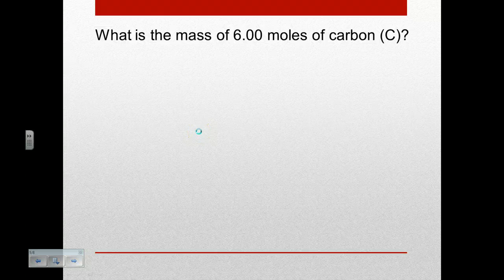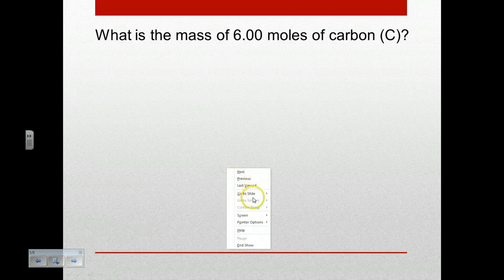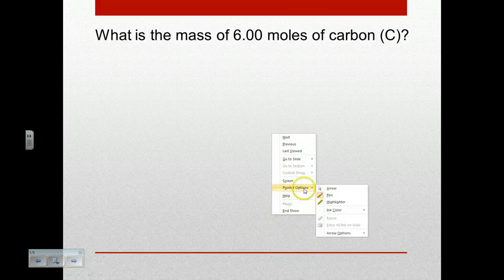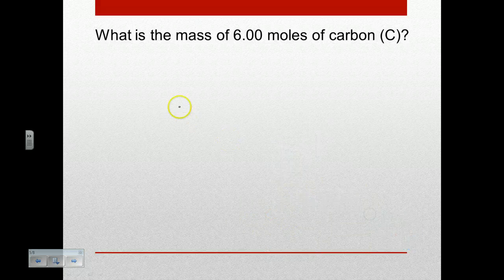Let me work an example for you. What is the mass of 6.0 moles of carbon? Alright, so we're going to set this up. We're looking for the mass. That's going to be measured in grams. We're given 6.00 moles of carbon. So we have X grams because we're looking for mass. We don't know how many grams there are, so we're going to say X grams. We're going to put that over 6.00 moles.